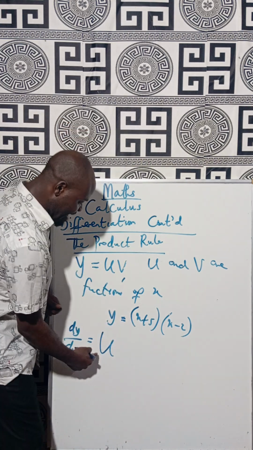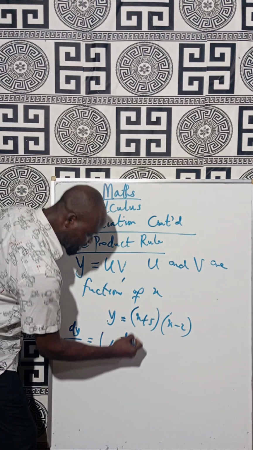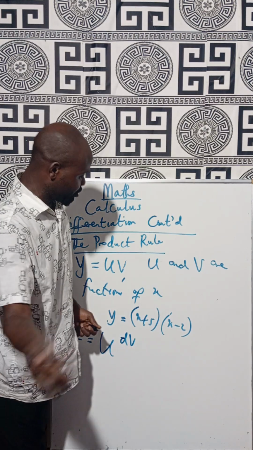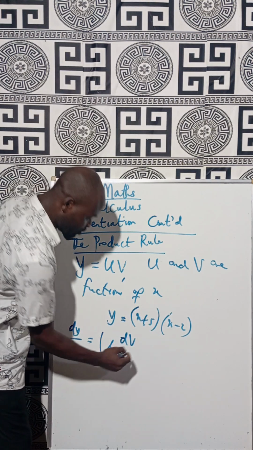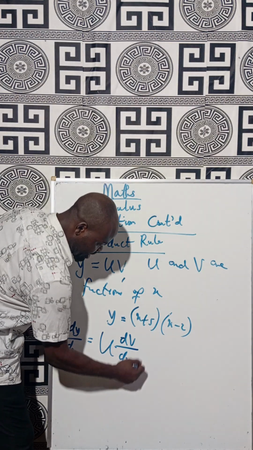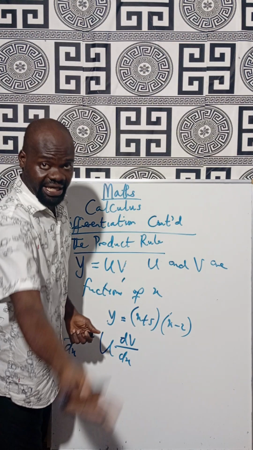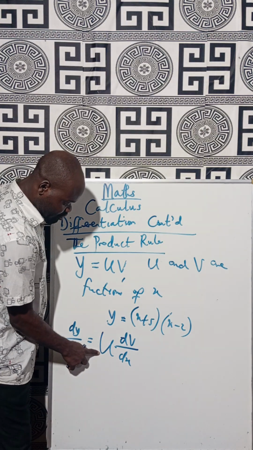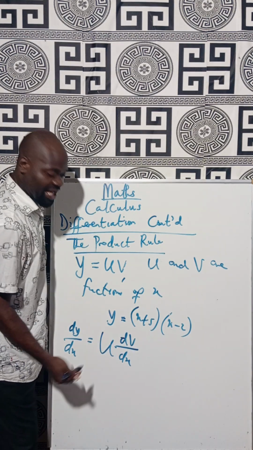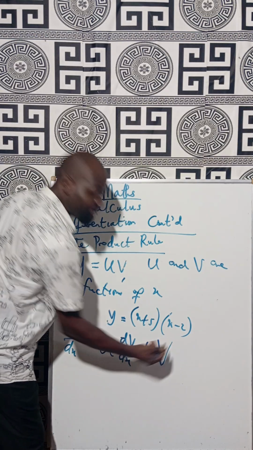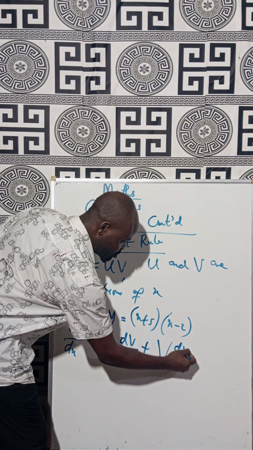Let me explain. Write u and differentiate v. Don't forget with respect to x, because they are both having x. So that is differentiate v with respect to x, that's dv dx. So write u, differentiate v with respect to x, plus. Now change it back now. Write v, then differentiate u now.